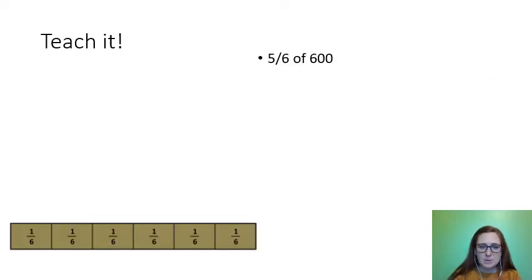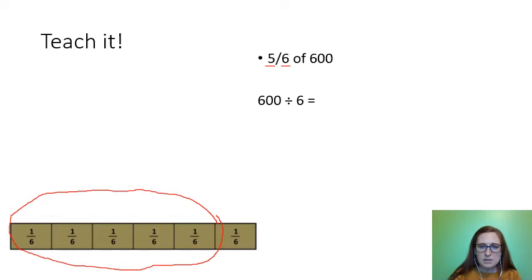Let's look at this time we're going to look for 5/6 of 600. So we need to find 1/6 by dividing by 6, then 5/6 by multiplying by 5 because we've got 5 of them. So 600 divided by 6, I'll do this one mentally in my head, is 100, which means each of my 6 will be worth 100. But I don't want 1/6, I want 5 of them, so I need to do 5 times 100, giving me 500.